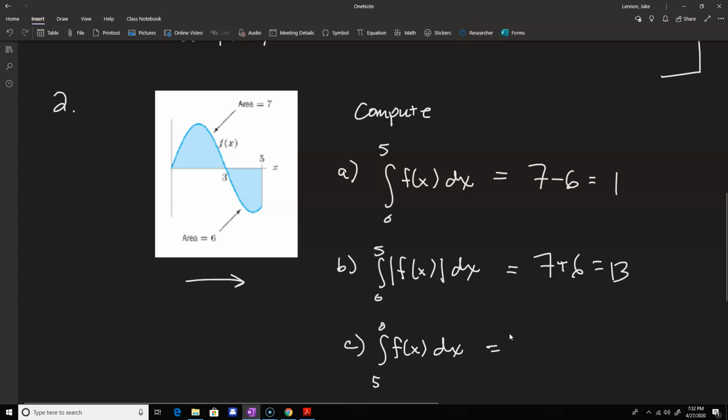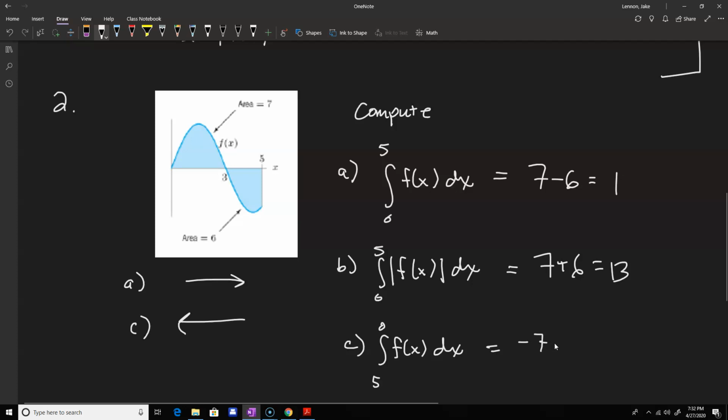And then the last one, we're traversing, but in the opposite direction. So for part A, we're going this way. For part C, we're going from right to left. So we're taking the reverse orientation, which basically is going to change the sign. So we'd have -7 and then +6. So this would come out to -1. And that's basically it. We're just checking that you understand that above the x-axis is positive, below is negative if we're going left to right, and everything switches right to left.